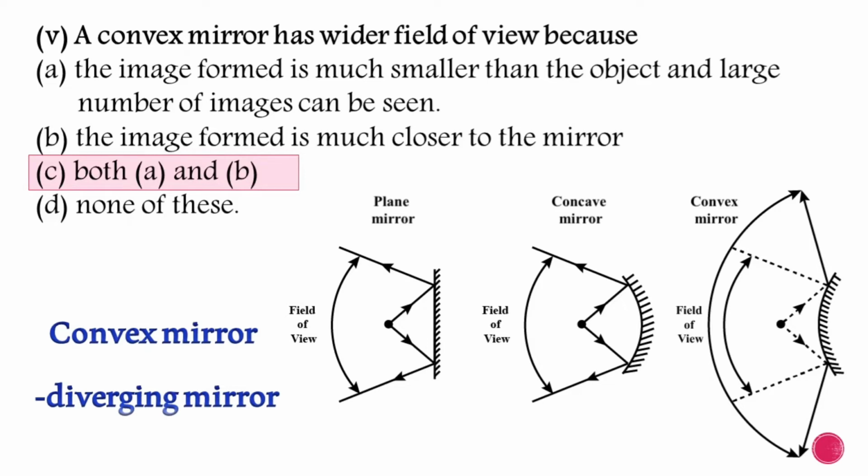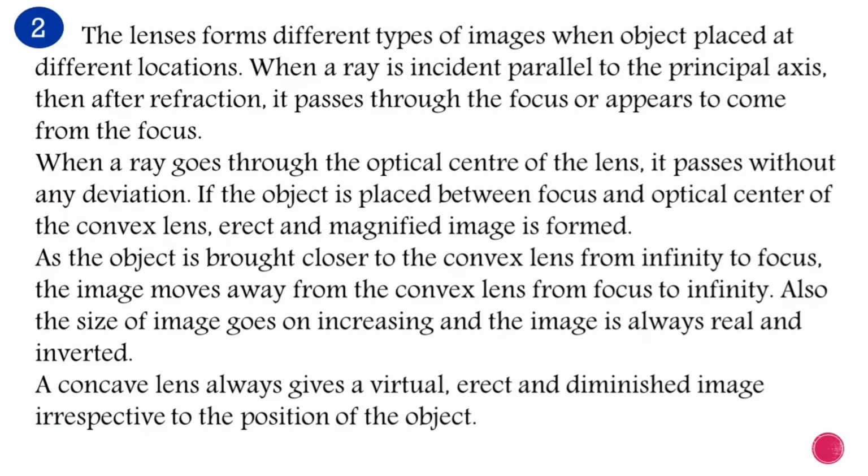Now we have completed the first case study question and we are moving to the second one. Lenses form different types of images when the object is placed at different locations. When a ray is incident parallel to the principal axis, after refraction it passes through the focus or appears to come from the focus. When a ray goes through the optical center of the lens, it passes without any deviation.